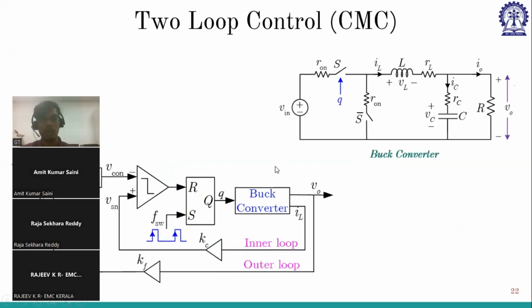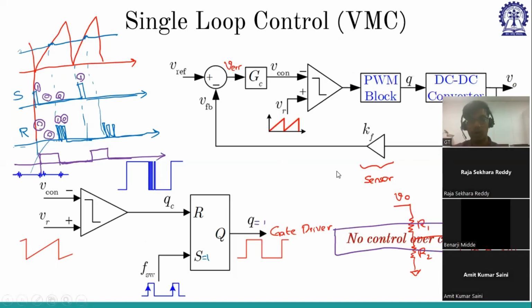But how can we do that? We can go to the two loop control. Sir, could you please repeat that noise once? Okay. So I am saying, say this is the set pulse, which is coming from FSW, which is a fixed frequency. So this set pulse is FSW. Reset pulse is coming from the comparison. So I'm saying if there is a noise, reset will toggle multiple times, 0 to 1, 0 to 1, 0 to 1.